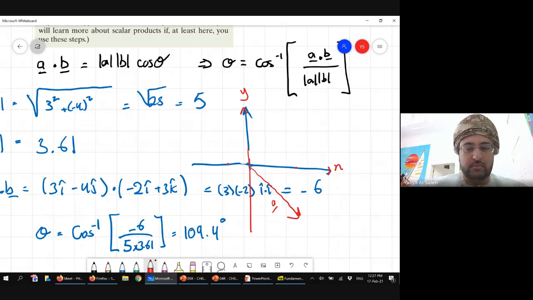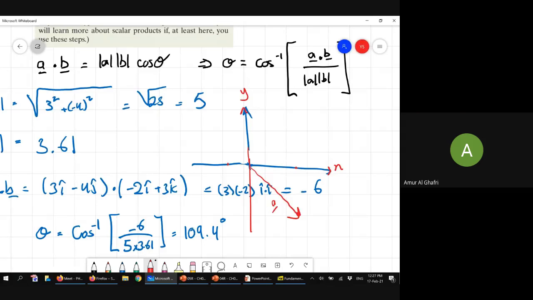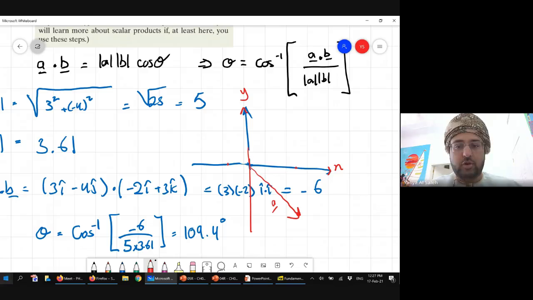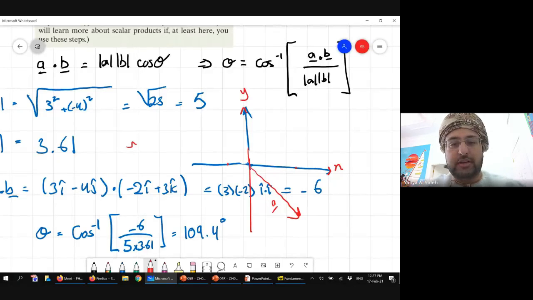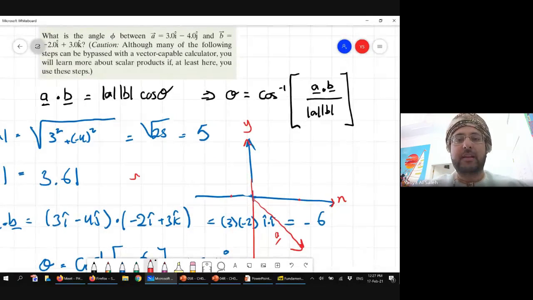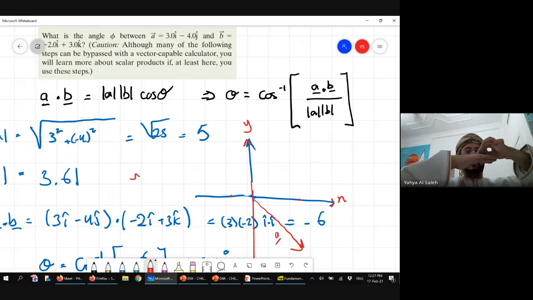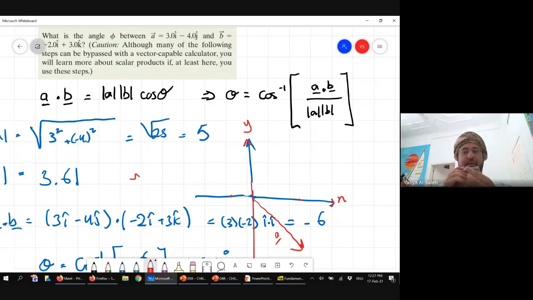Could you replay that again, please? So my first vector is 3i minus 4j. If I am in an xy plane, it will be 3 in this direction and minus 4 in this direction. So this is my first vector. Now my second vector is minus 2i, so it will be in the opposite direction on the i axis. But it is in the k plane, not the j plane.